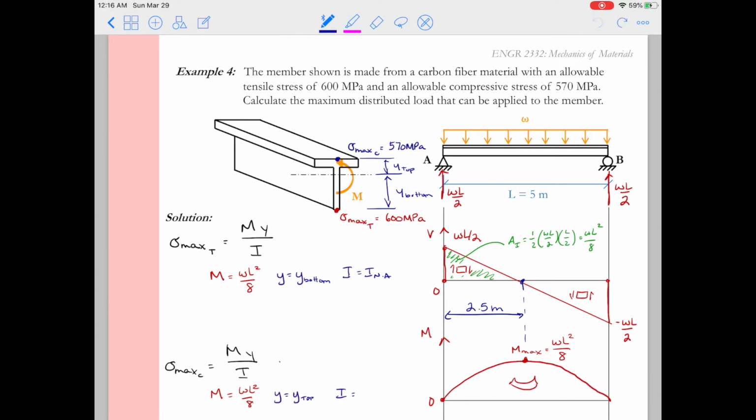So if you haven't finished solving this problem yet, go ahead and pause the video here now and try to solve at least for the center of gravity and the moment of inertia for this cross section so we can get y and we can get I.